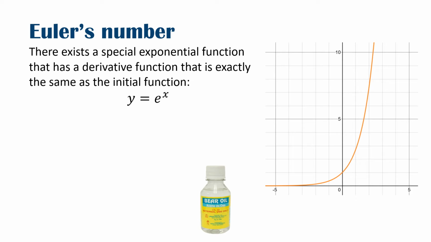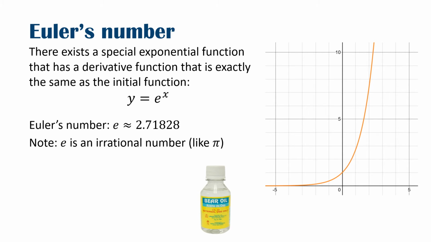That specific base is Euler's number, right? So this is a special exponential, and it's the only exponential where the original function has a gradient function that is exactly the same. So that orange line is both the equation y equals e to the x, and the derivative of that line, which is also y equals e to the x. It's the only situation where the gradient of a function is exactly the same as the initial function that we started with.